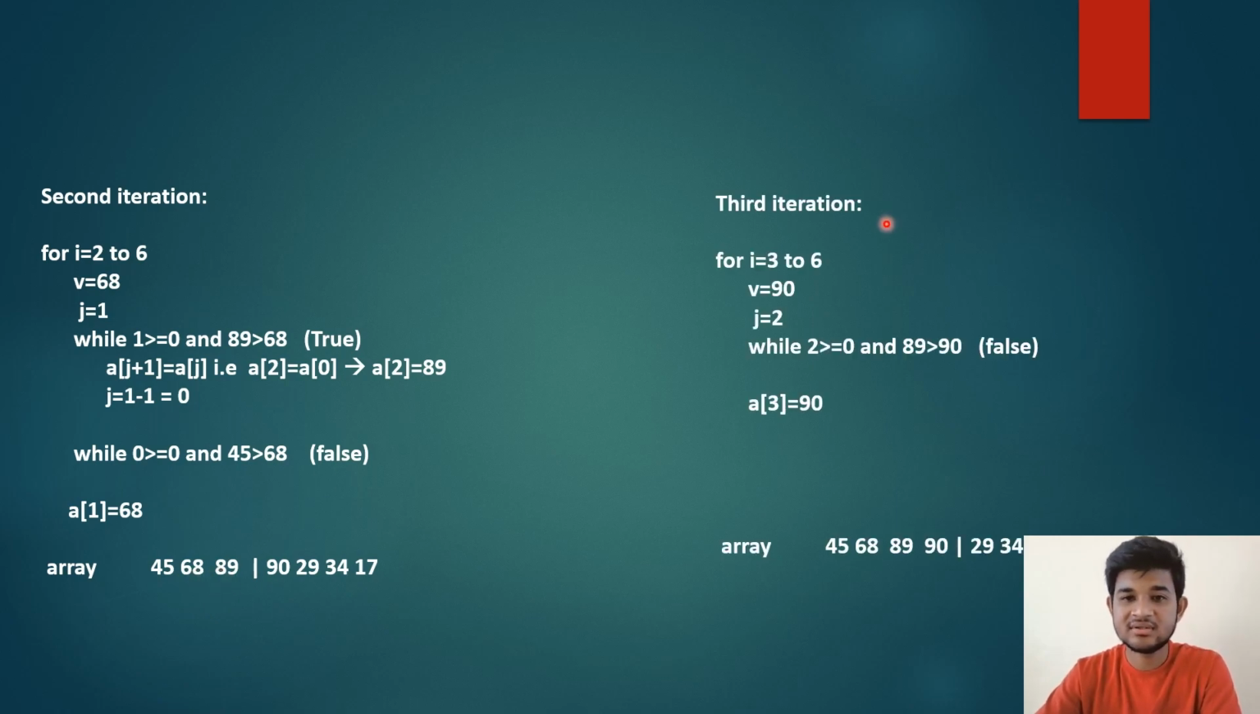Now let us see the third iteration where i is equal to 3, b is equal to 90 and j is equal to 2. While j is greater than or equal to 0 and 89 is greater than 90. Here 2 is greater than or equal to 0, that is true, but 89 is not greater than 90, that is false. Therefore it comes out of the loop and executes the a of j plus 1 is equal to b code. That is a of 3 is equal to 90, and there is no change in the sorted array because a of 3 is already 90. Therefore, the sorted array is 45, 68, 89, 90, and the unsorted array is 29, 34, 17.